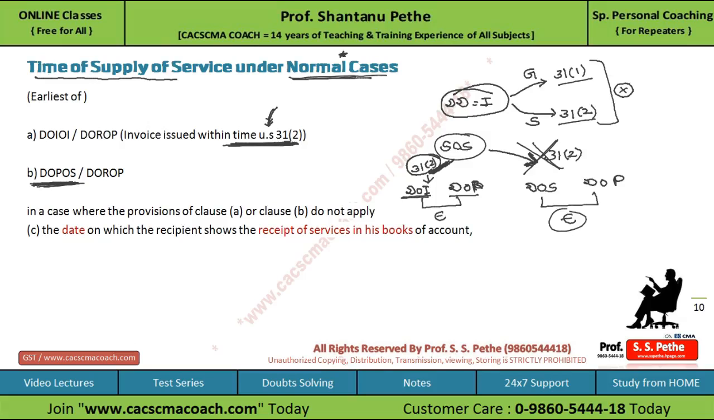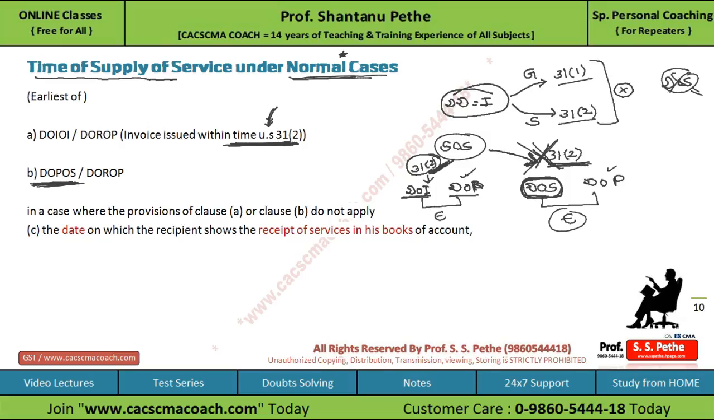So the main difference, if you can see here, is that you have to check the date of provision of service, that is the date of supply of service. In case of goods, you need not check the date of supply of goods, but in case of services you have to check the date of provision of service if the invoice was not issued within the time limit mentioned under 31(2). And always you have to check the date of payment, that is the date of receipt of payment.